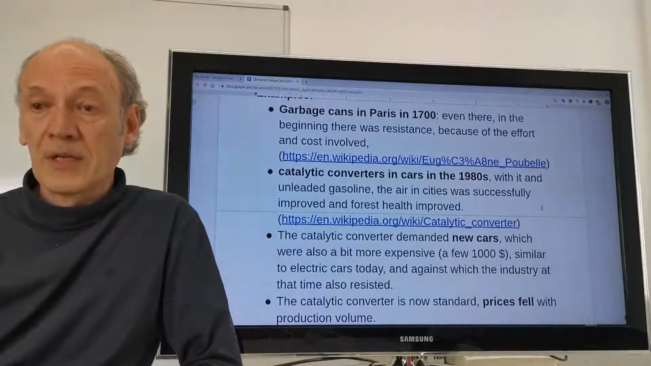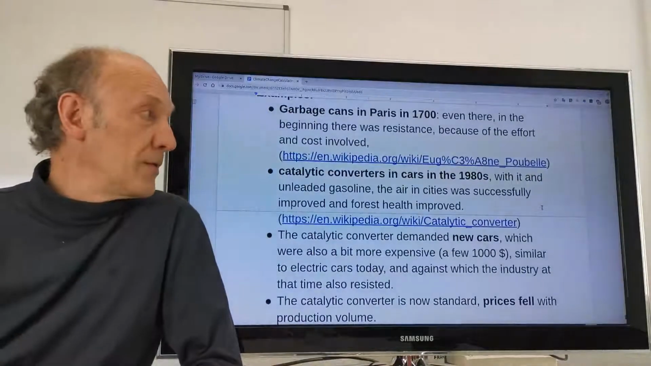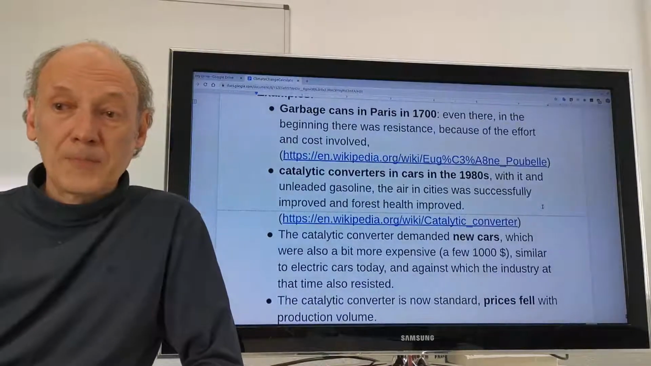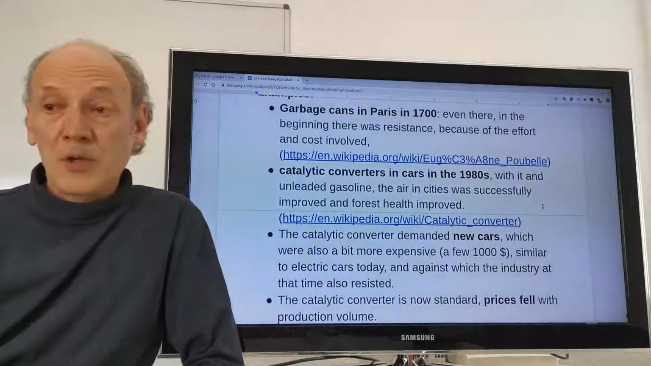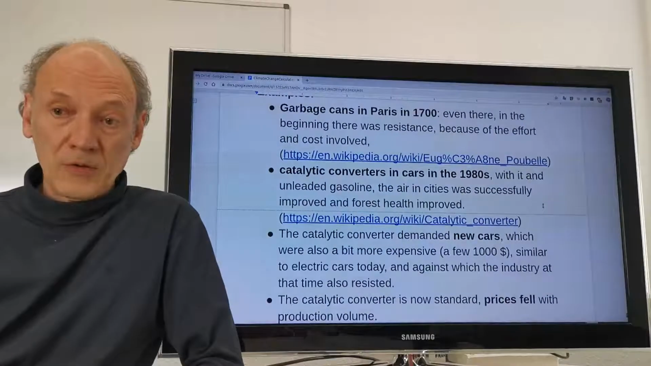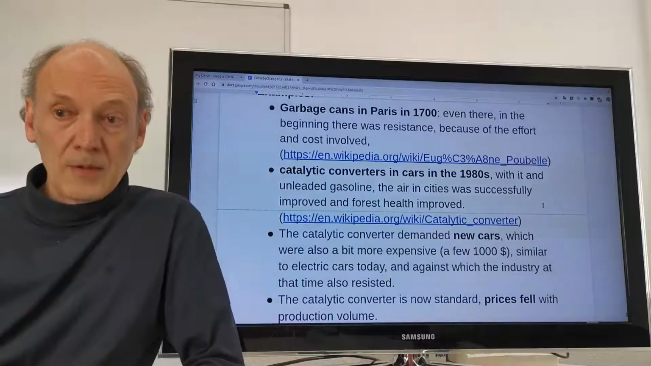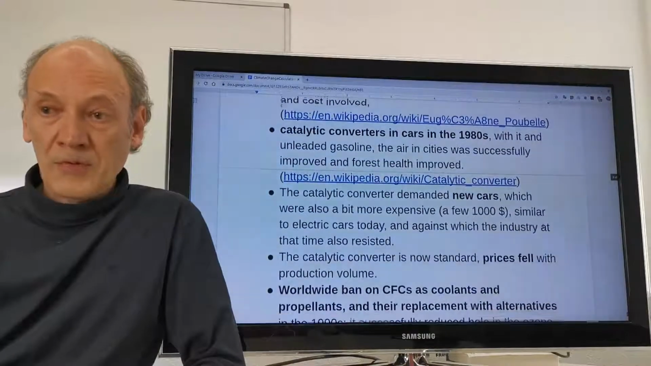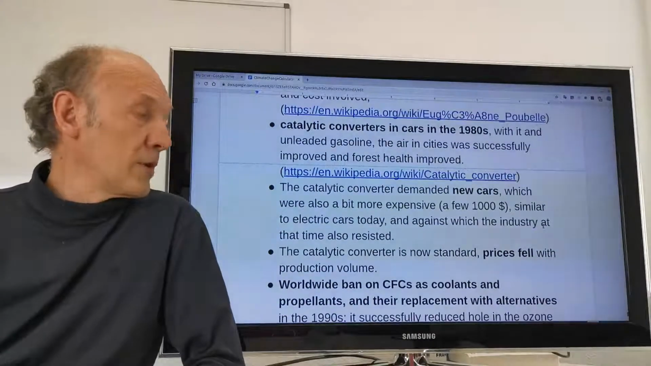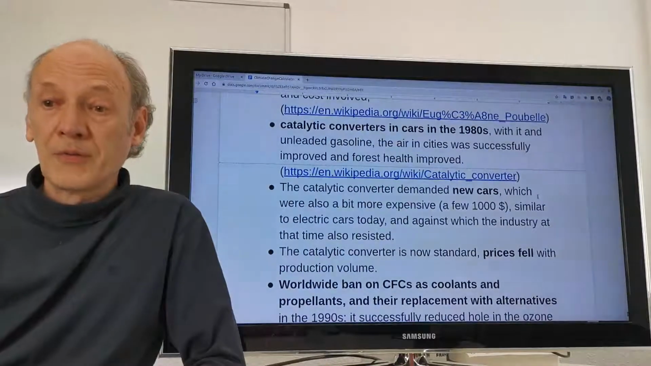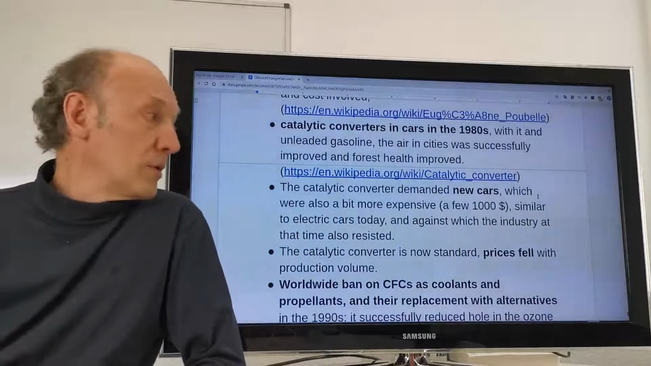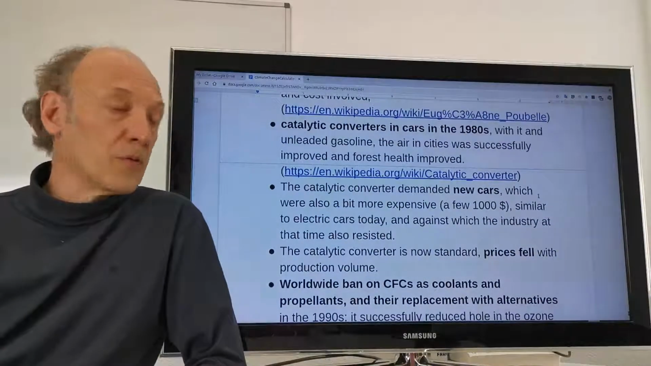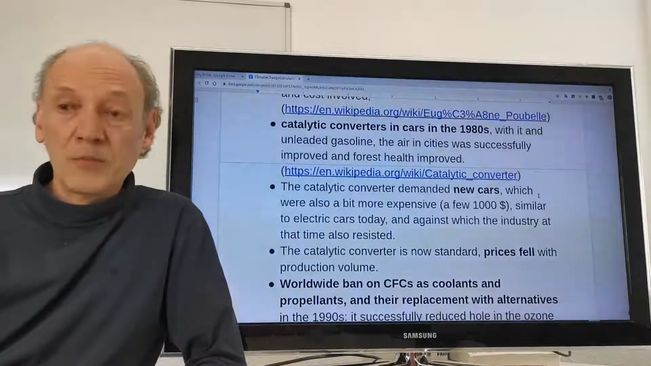Then later, catalytic converters in cars in the 1980s. And with the introduction of unleaded gasoline, the air became indeed much cleaner, was successfully improved, and also the forest health was improved, which can be read here in this Wikipedia link. So that was actually quite a good measure, useful and it helped, but it also demanded new cars, which were also a bit more expensive, usually a few $1,000, similar to electric cars today, which are also a few $1,000s more expensive than the gasoline ones.